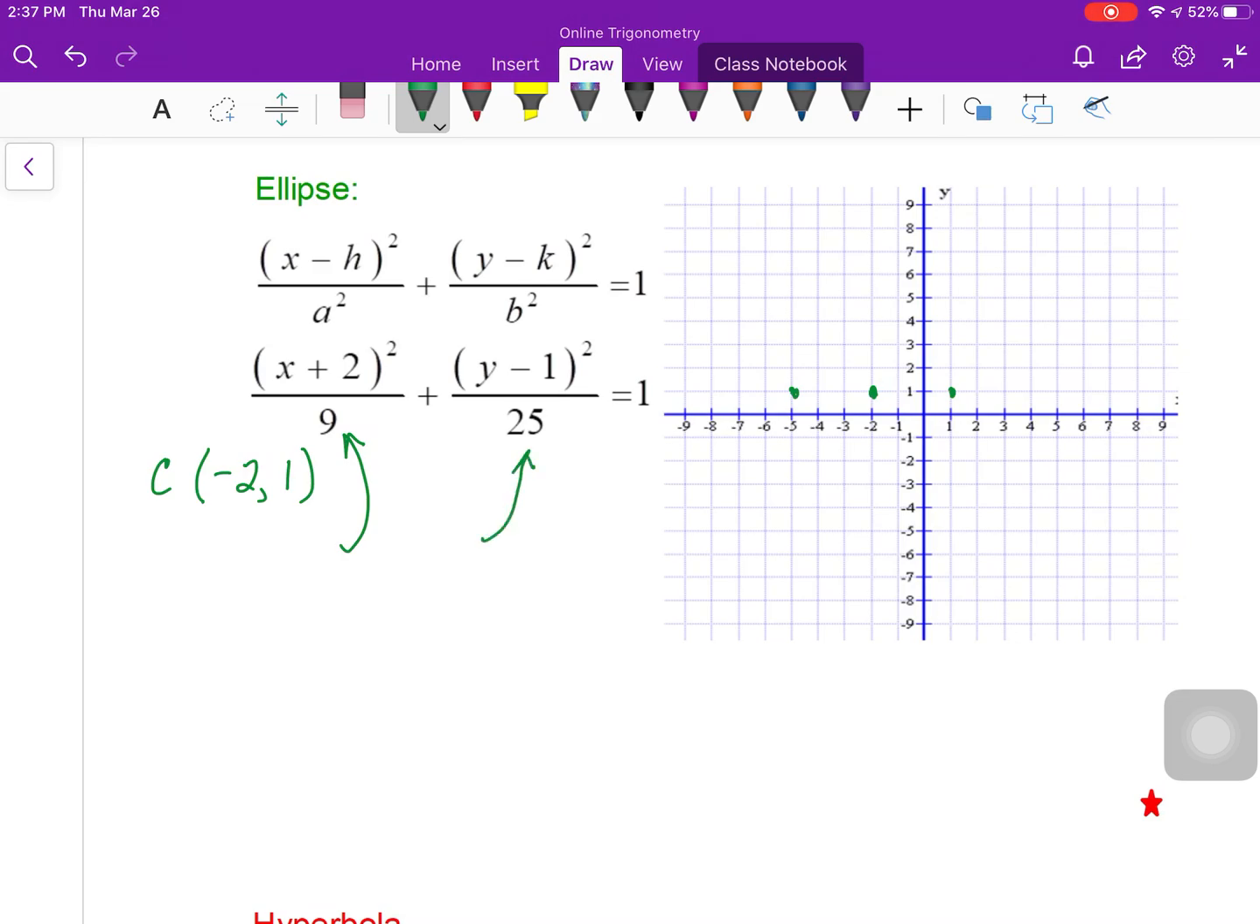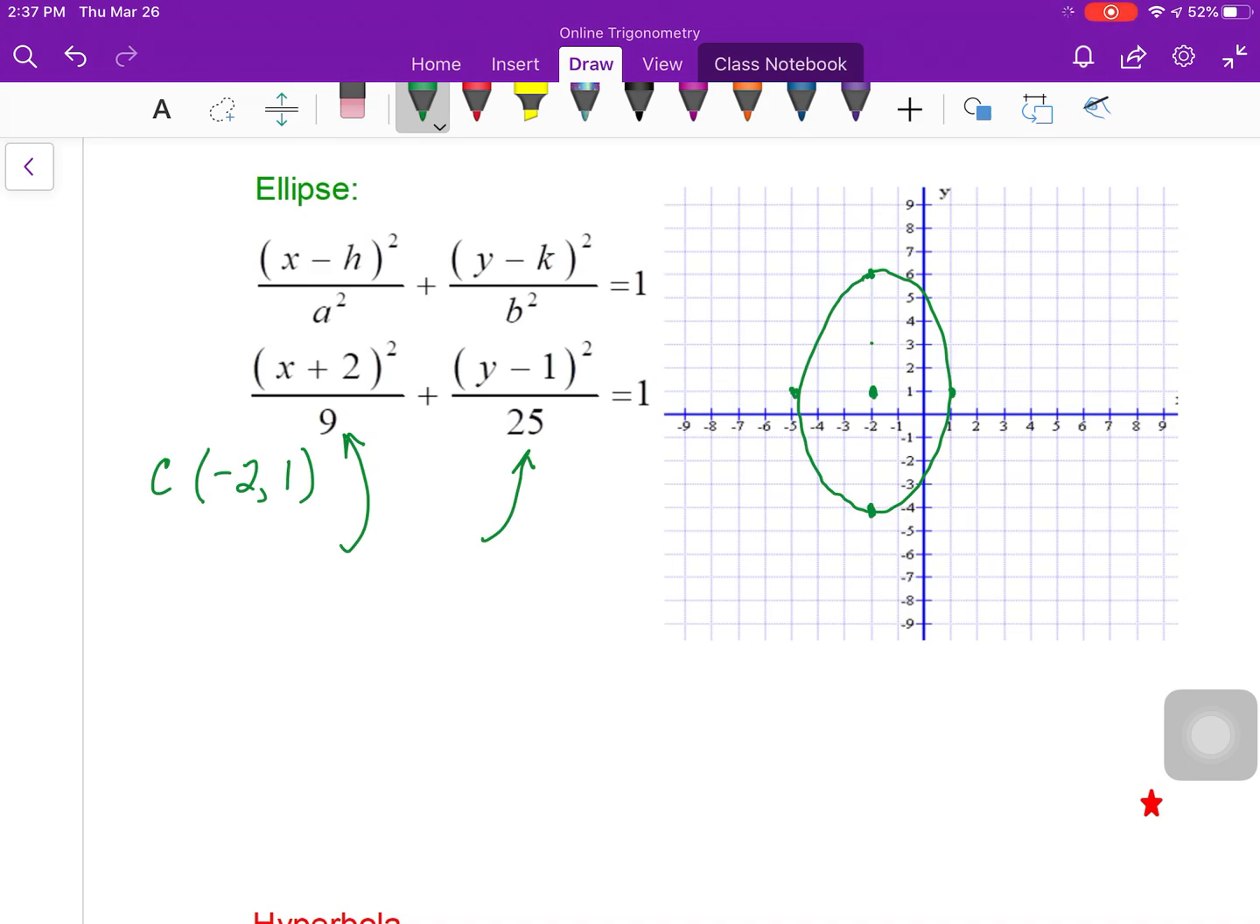And then we take the square root of what's beneath the y. So 5, that's how much we move in the y direction. 1, 2, 3, 4, 5 up. 1, 2, 3, 4, 5 down. And then we draw our ellipse. An ellipse looks sort of like an elongated circle. Your Algebra 2 teachers may have told you that.